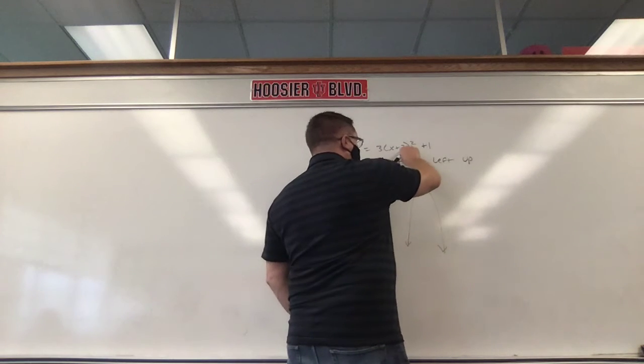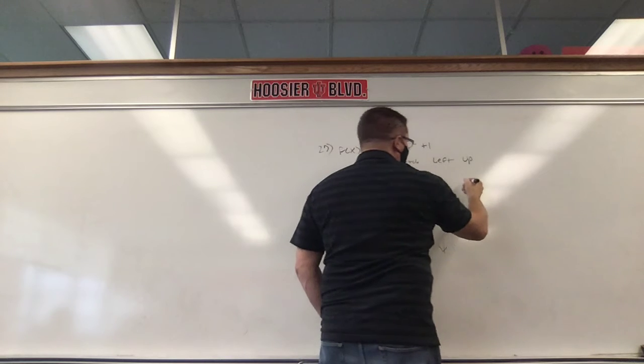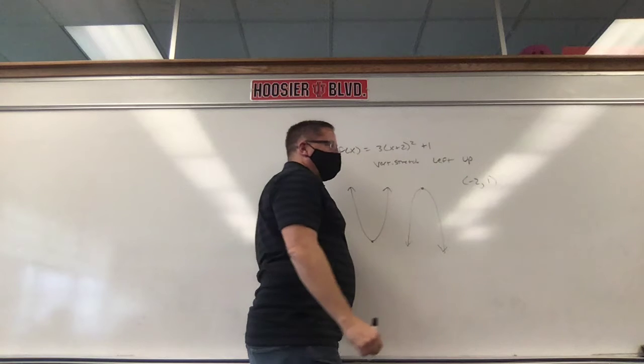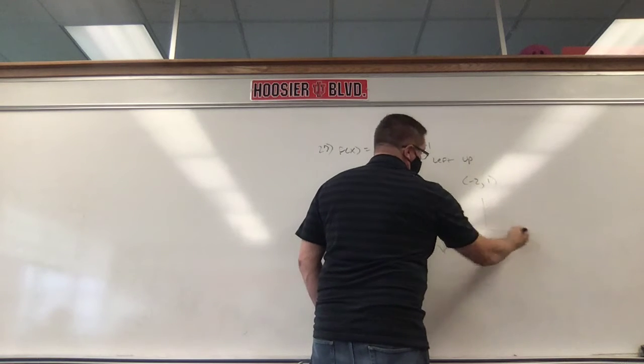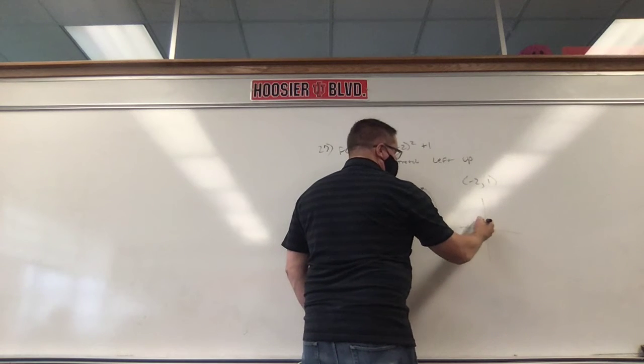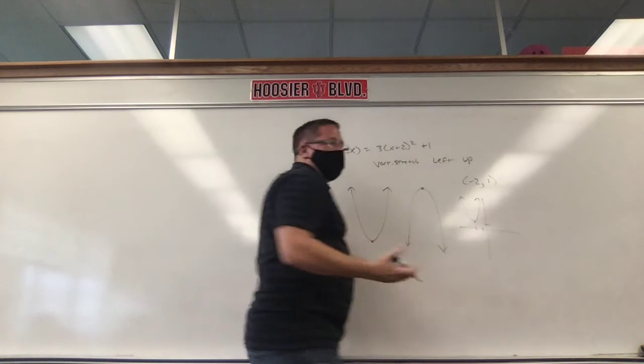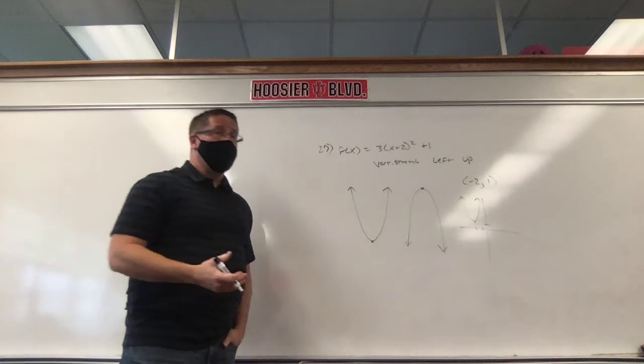Okay? The plus 2 moves it 2 to the left, so it'd be negative 2. And the plus 1 moves it up 1. That's your vertex. So if I did a really quick graph, you don't have to graph this, but you'd go 2 left and up 1, and the parabola would be opening up and be a little skinny. That's a very quick rough graph. You don't have to have the graph, but you should be able to come up with that.